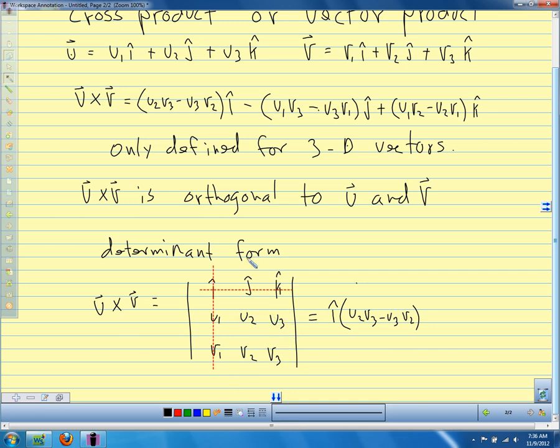And then for the j component, for the second one, I always use a minus sign, minus j. And for that part, I'm going to cross out the j row and column. So I would do this like so. And then I would take the determinant of the two that are not crossed out in blue. So u1 v3 minus u3 v1.